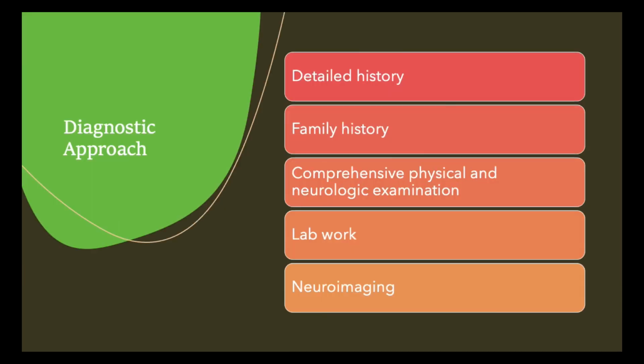The most important thing when we're taking care of a patient with seizures is not only to treat the seizure to prevent brain injury, but also to find out what's causing the seizures. In order to do that, we typically perform a detailed history, including a family history, a comprehensive physical and neurologic examination. And again, these neuro examinations will be serial in nature. We'll also get lab work and consider neuroimaging.